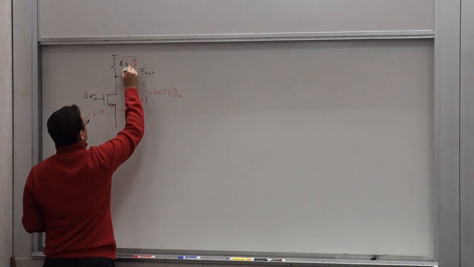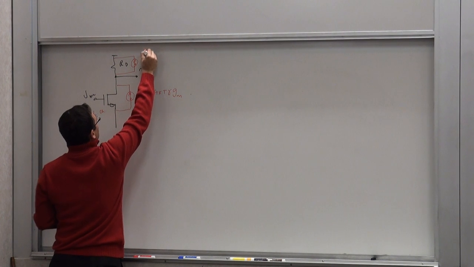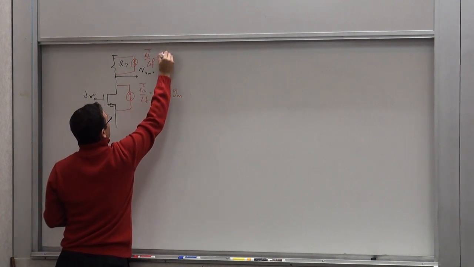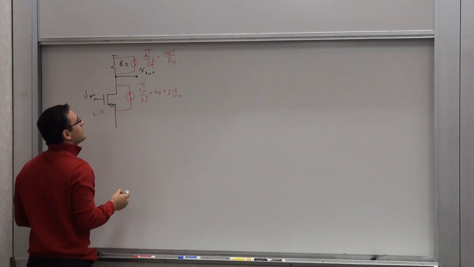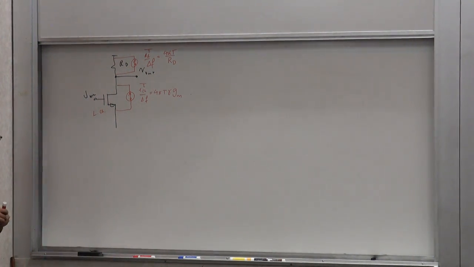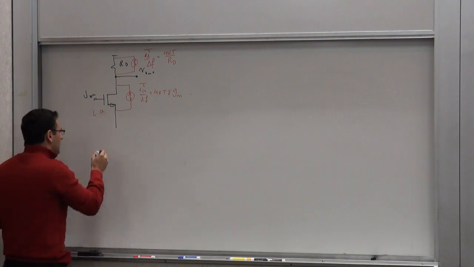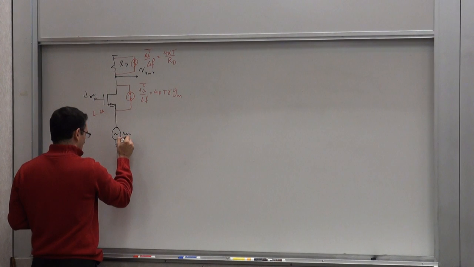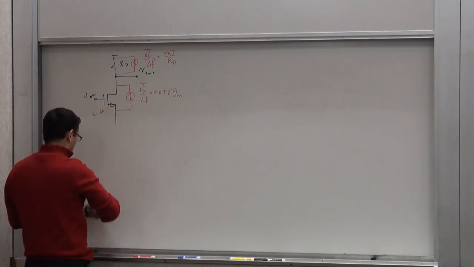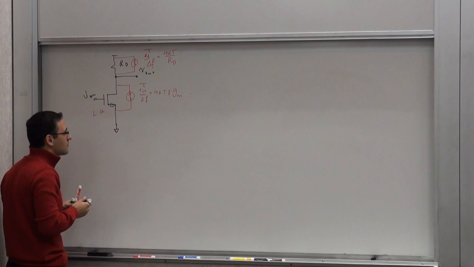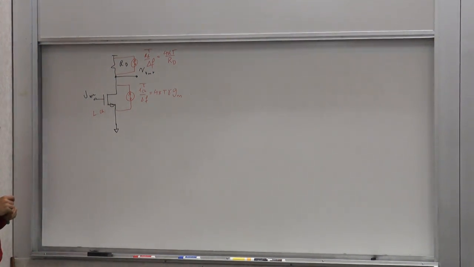And let's say you have a current source here, and this would be I_R squared over delta f, which is 4kT over R. So let's say these are the two noise sources. I want to determine the input-referred voltage noise. That means I'm driving the input with a voltage source, so I have to null the input. So this is a Vn. If I null this input, what are the sources? What is the equivalent?